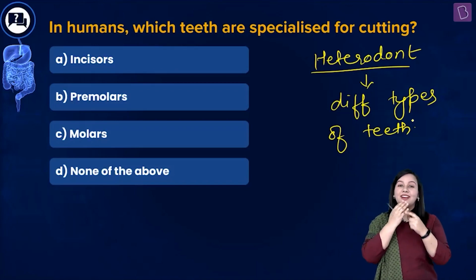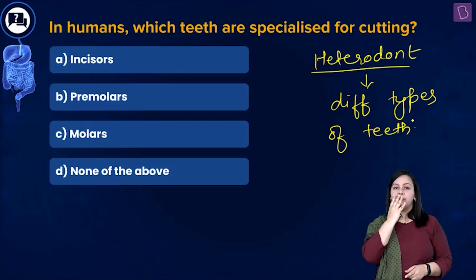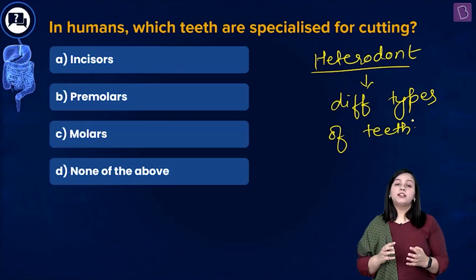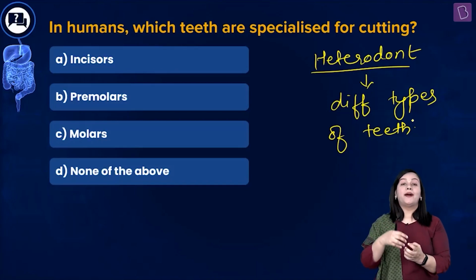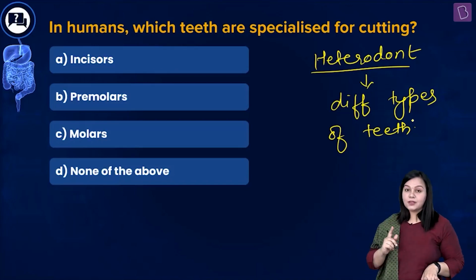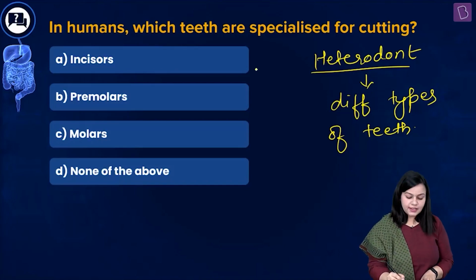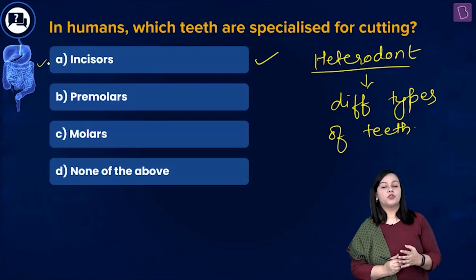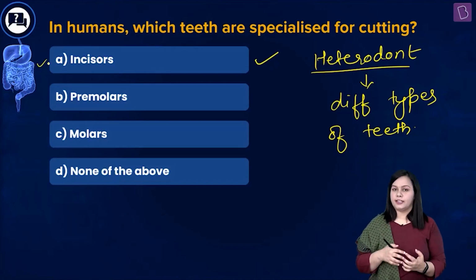The incisors, that is the front four teeth of the upper jaw and the front four teeth of the lower jaw, are what are specialized for cutting or biting into the food. That is why the answer here is going to be incisors, that is option A. Incisors are the ones which are responsible for biting into the food or cutting the food.